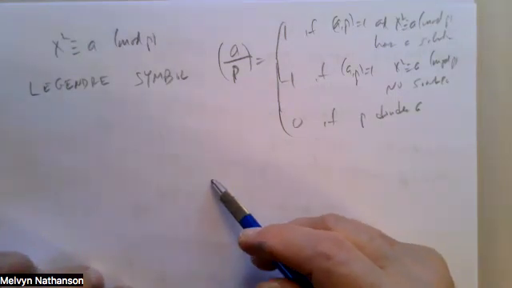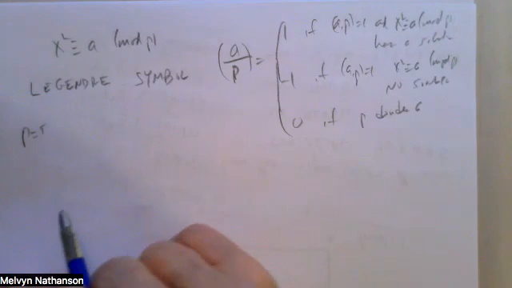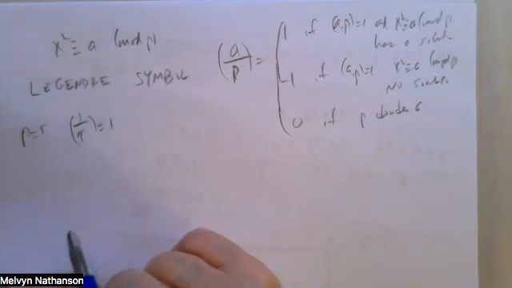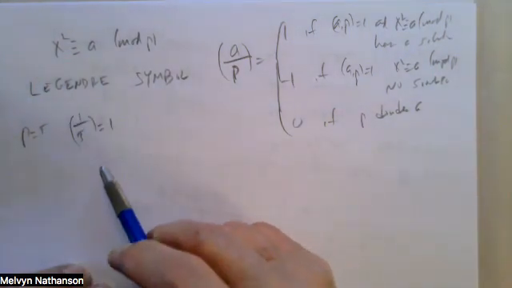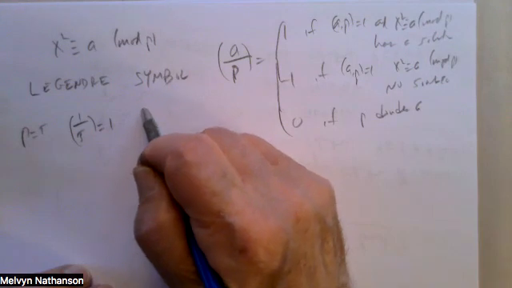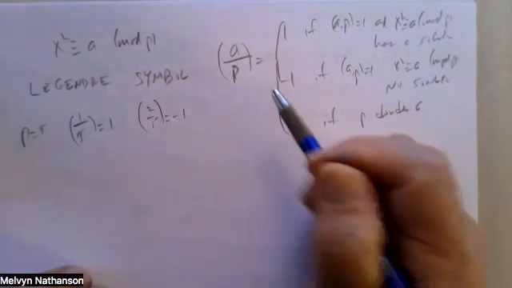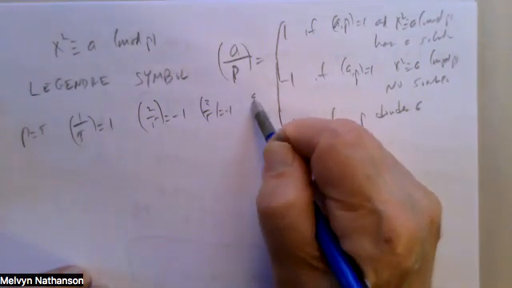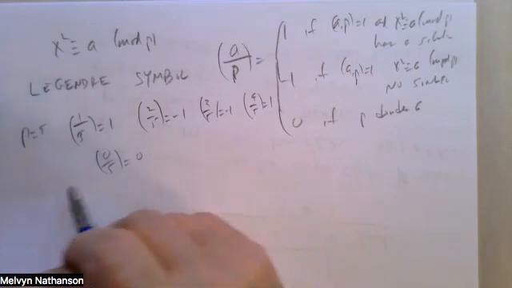So for p equal to 5, we just computed the Legendre symbol. 1 over 5 is 1, because 1 has a square root. 2 over 5 is -1, 3 over 5 is -1, and 4 over 5 is +1, and 0 over 5 is 0.